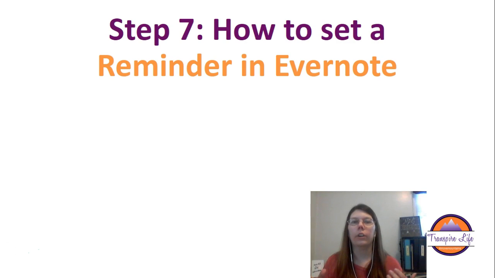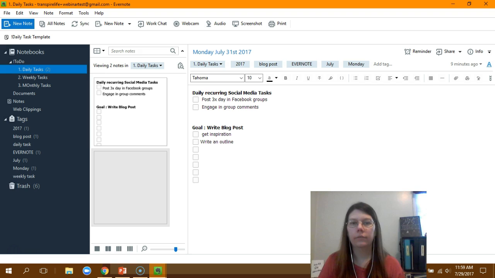Alright, so now that you've got your note for your daily task, we want to make sure you remember what you got to do for the next day. So we're going to create a reminder within Evernote. So coming back to our example, I dated it for next week. So I want to add a reminder to start writing a blog post. So over here, I'm going to click the little alarm clock. So your reminder is always a little alarm clock icon.